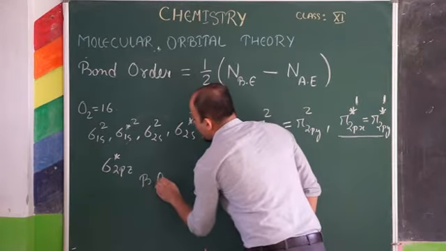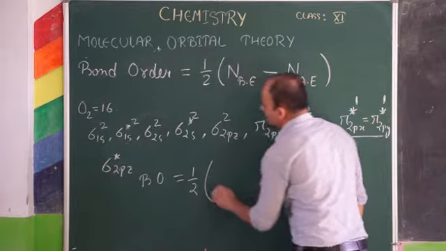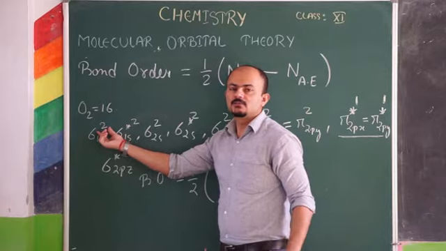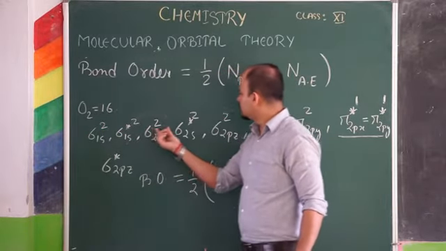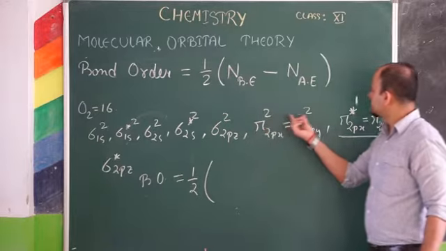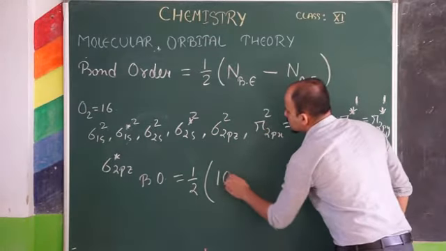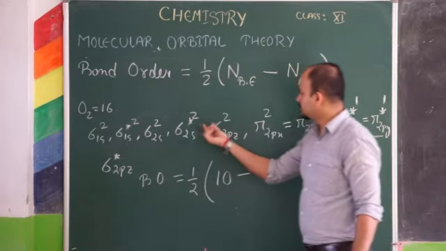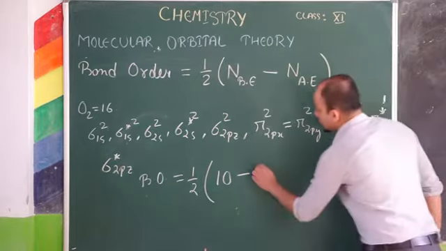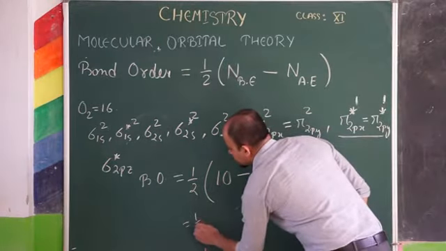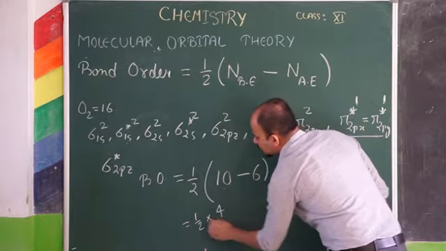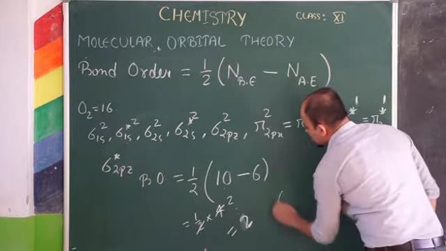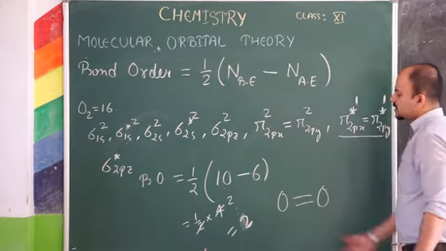So bond order in oxygen will be half times the number of bonding electrons. Wherever you don't have the asterisk or star sign, those are bonding molecular orbitals. 2, 4, 6, 8, 10. So you have 10 bonding electrons minus the electrons over the asterisk sign: 2, 4, 5, 6. So 10 minus 6, half into 4. So the bond order in oxygen is 2. That means between the oxygen atoms you have a double bond.